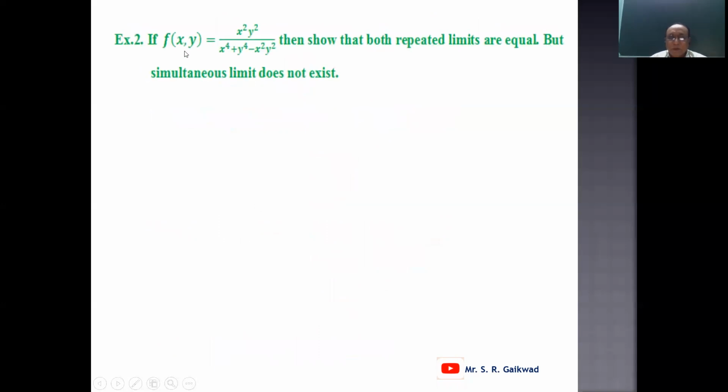Second example, if f(x, y) equals x square into y square upon (x raised to 4 plus y raised to 4 minus x square y square), show that both repeated limits are equal but the simultaneous limit does not exist. Solution. Let f(x, y) equal x square into y square upon (x raised to 4 plus y raised to 4 minus x square y square), which is the given function.